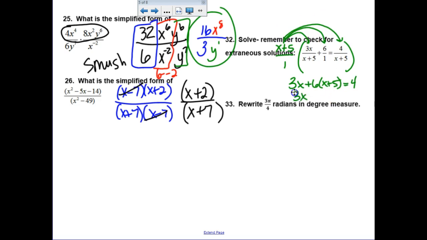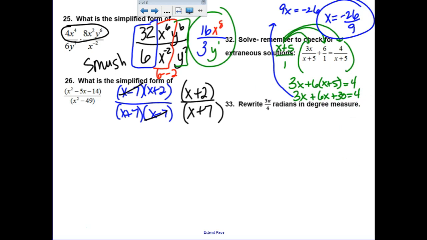So we have, let's see, 3x plus 6x plus 30 equals 4. My work's going to travel up to the top here because I'm out of room. So we have 9x, and I'm going to subtract the 30 over. So 4 minus 30 is negative 26. And these answers don't always come out pretty, so don't panic. Negative 26 over 9 works for me.